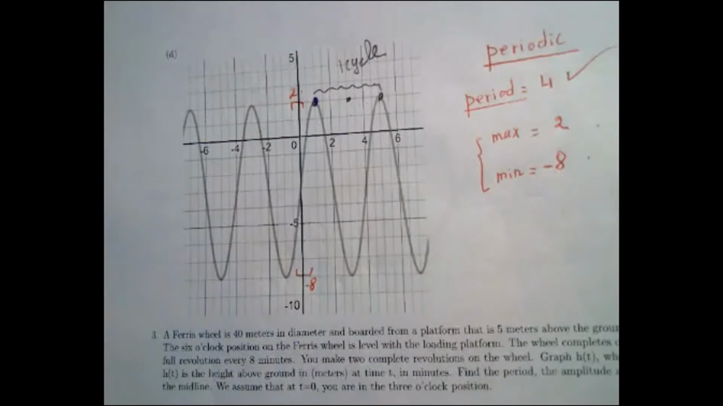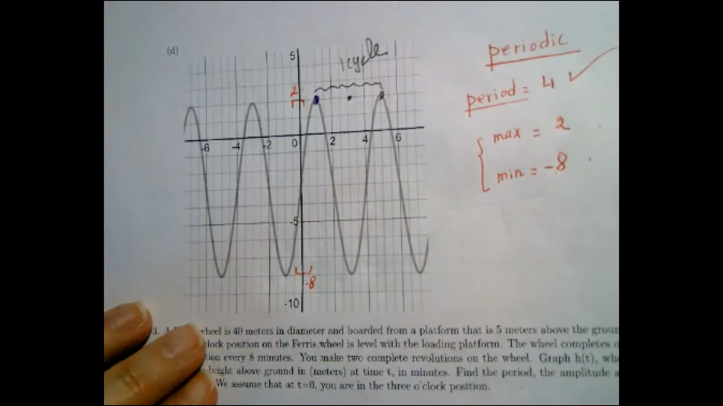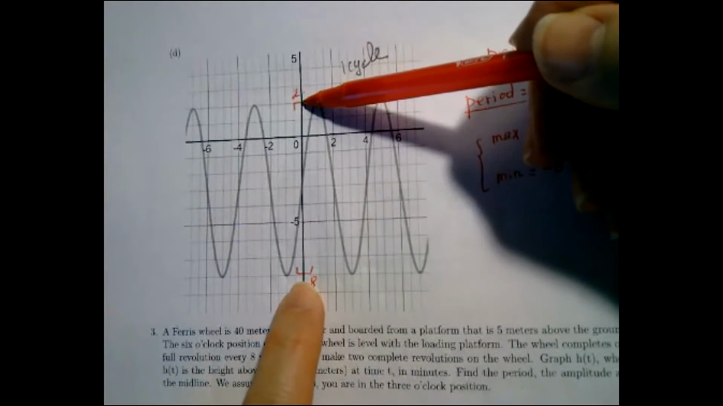With and without formula. First without formula, and then with the formula. How much do we have from here to here? How many units? From 2 to -8? 10. So from here to here, I have 10 units.